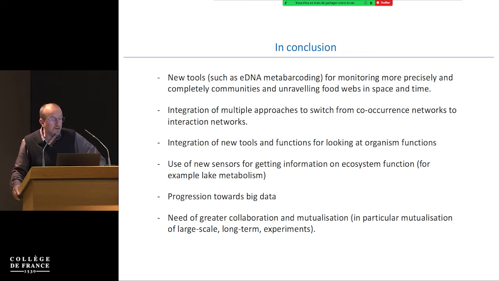And last, we have the development of a large variety of sensors which allow us to have new information, such as, for example, lake metabolisms, which also signifies that we switch from experiments which are rather easier to maintain and to control to much larger systems, and also we switch toward big data, and it is also a challenge. For that, we need greater collaborations and also greater mutualization, in particular for the large-scale, long-term experiments. Thank you.